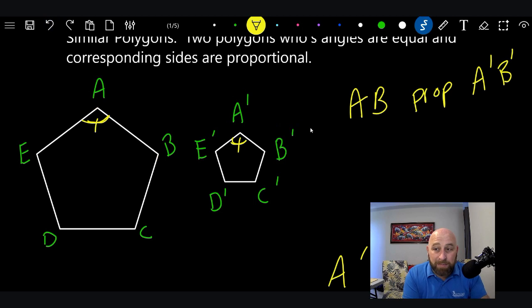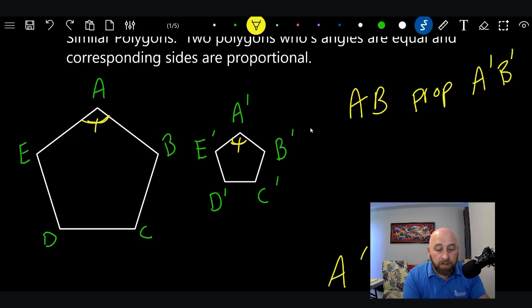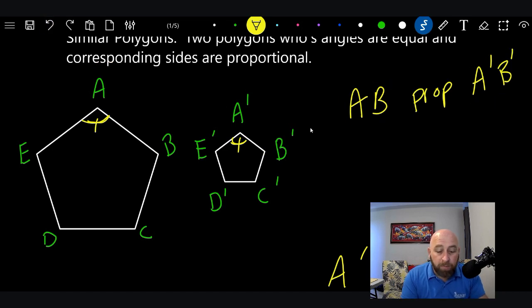Why do those become that? Because it's the same angle. It's just we've shrunk down this second shape right here, the second polygon. So all of these are corresponding. A corresponds with A prime. B corresponds with B prime, and so on. Okay? So if we can prove that AB is proportional to A prime, B prime, then we have proven that they are similar.